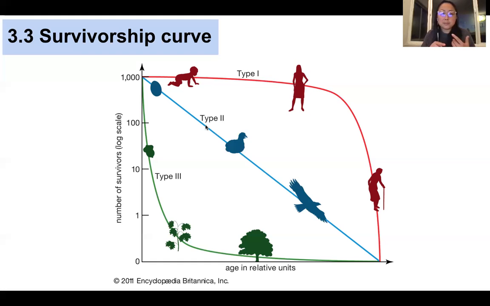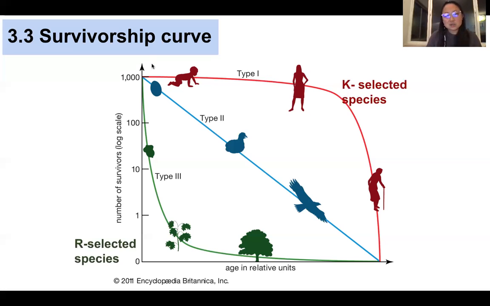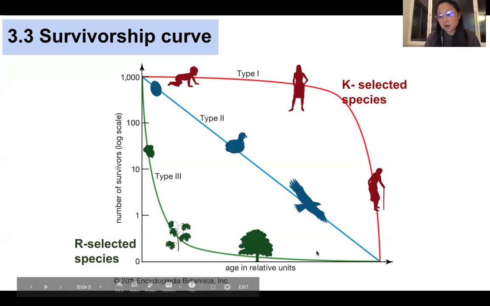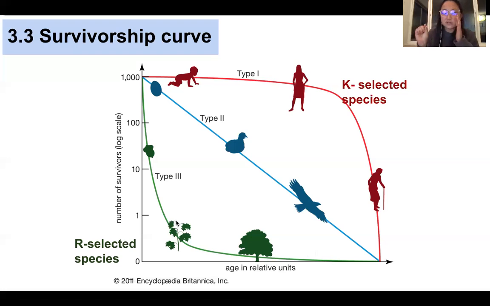So those include birds, which are oftentimes categorized in type 2. And just like what we talked about with K-selected species, oftentimes the K-selected species fall into the type 1 survivorship curve, because they're bigger. Usually if they're born, they will survive into adulthood. On the other hand, as you can probably guess, the R-selected species usually fall into the type 3 survivorship curve, where a bunch of them are born at once, and then only a small fraction of them survive.